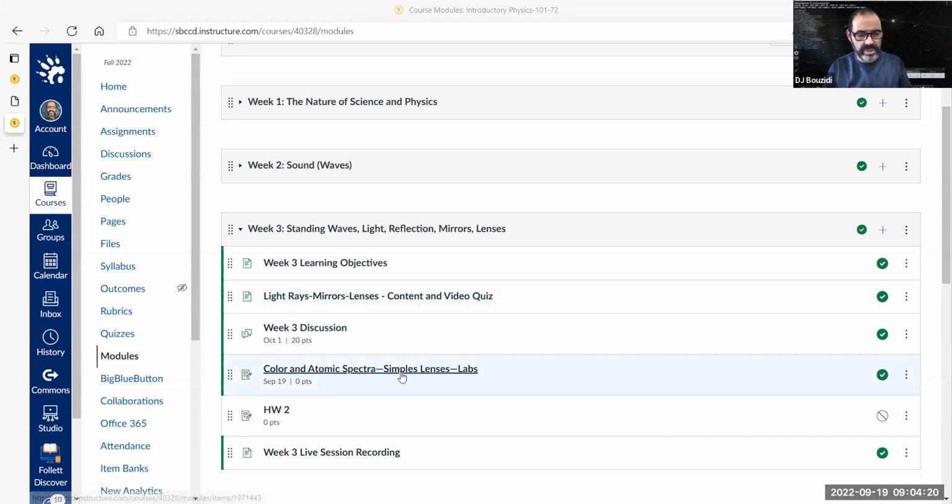Then this afternoon at 12:45, we have a lab. The lab deals with the concepts covered here, and actually goes a step beyond because it gets into spectroscopy. That's in a nutshell what we have for this week.